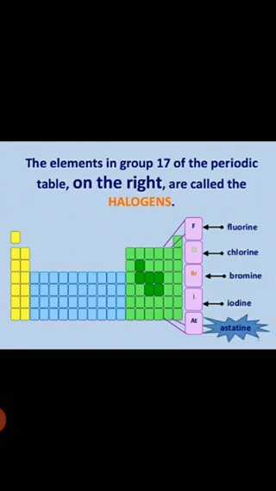The elements in group 17 of the periodic table are on the right side, with the first member being fluorine, second chlorine, bromine, iodine and astatine, right? So the first member of the group is fluorine and the last member is astatine. Students, when we discuss the general characteristics of group 17, we will discuss till iodine, as astatine is a radioactive element.